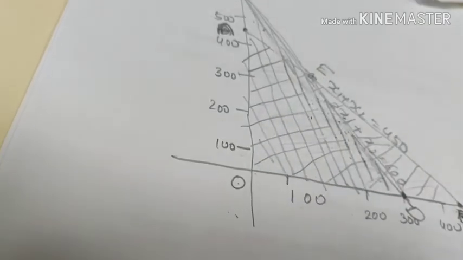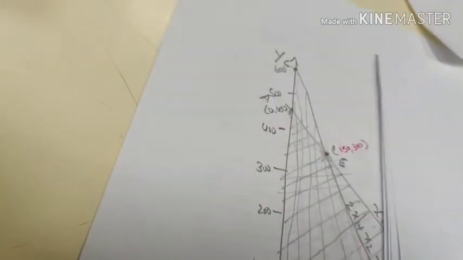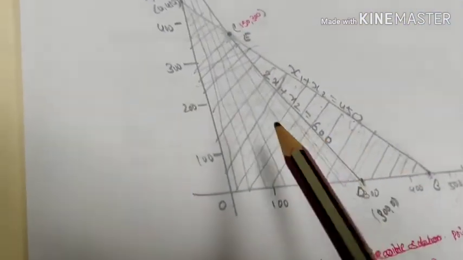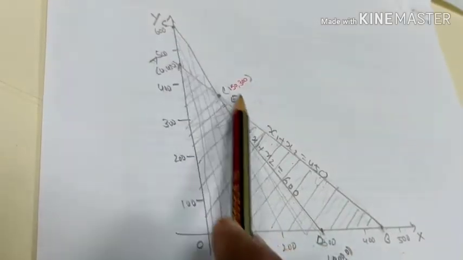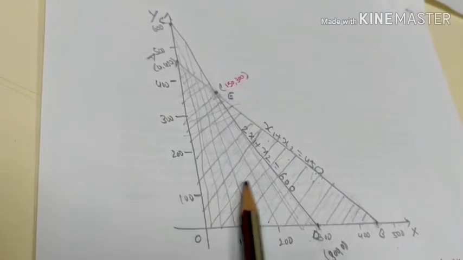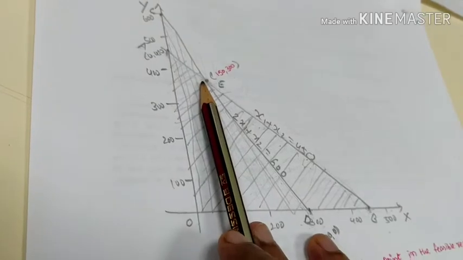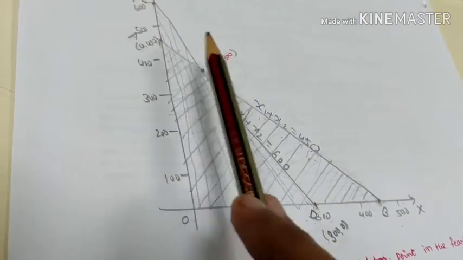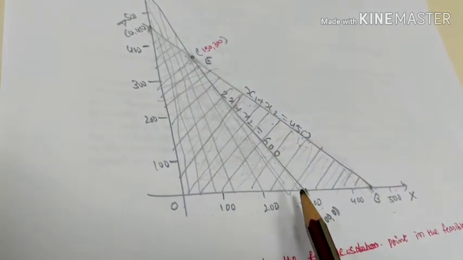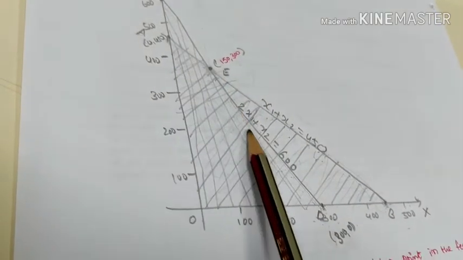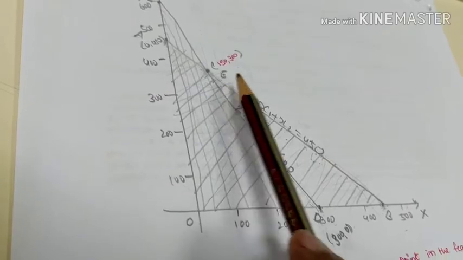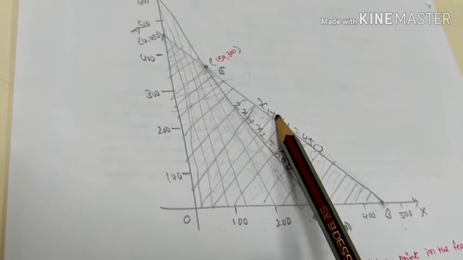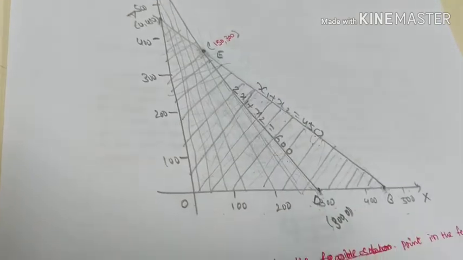See here clearly, this is the first line and this is the second line. So this is the solution space. So the points A, E and D are the points of this feasible region. So the point E, how will we get it? This is the intersection of these two lines. So by solving these two equations you will get this point.